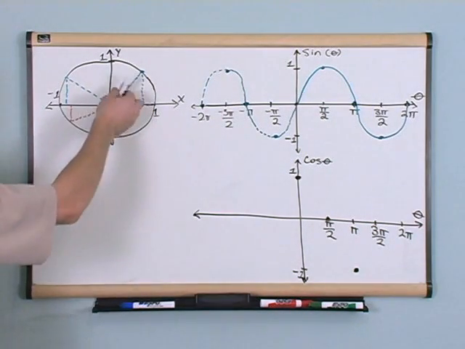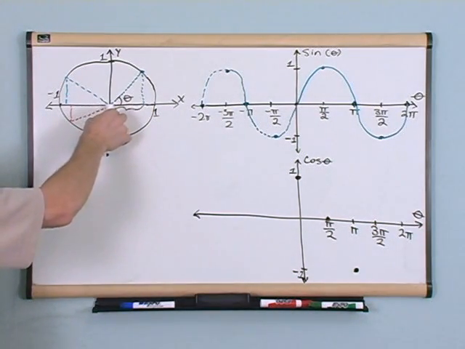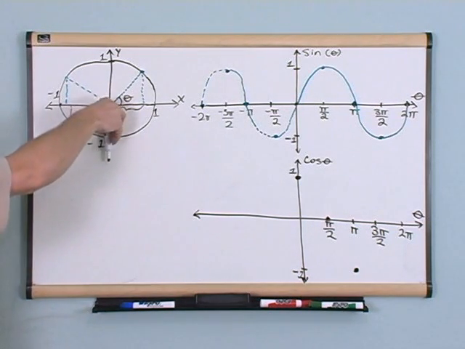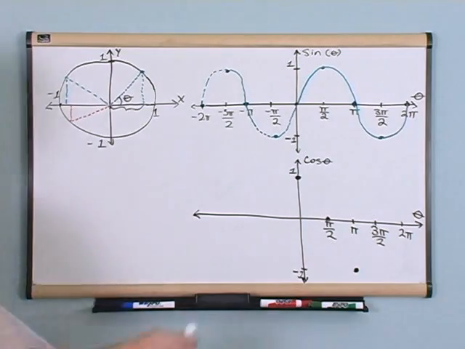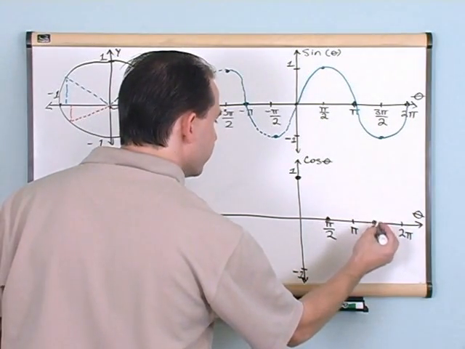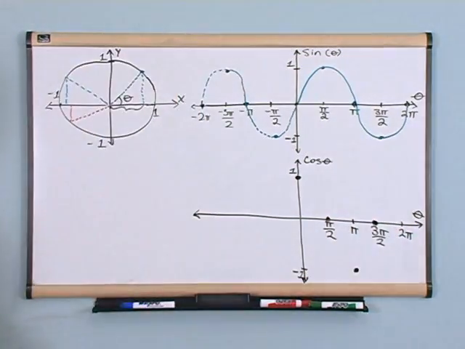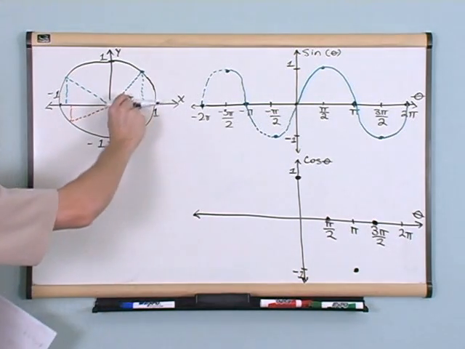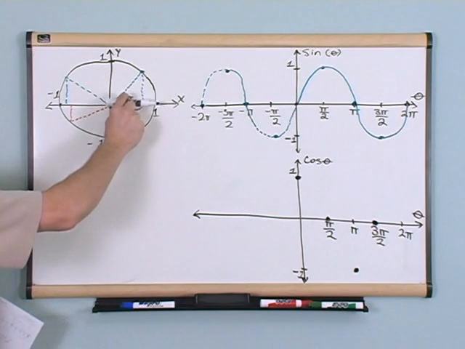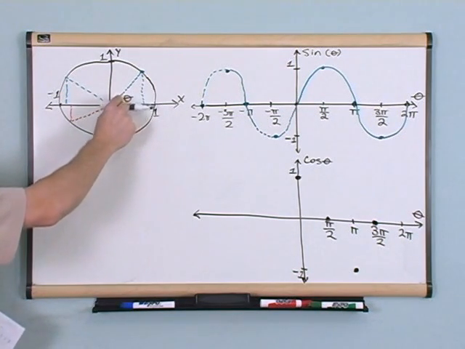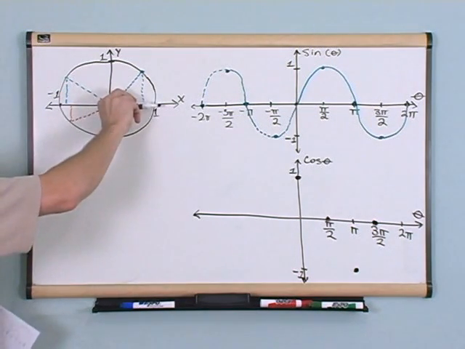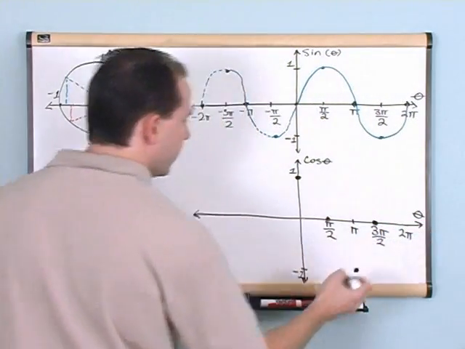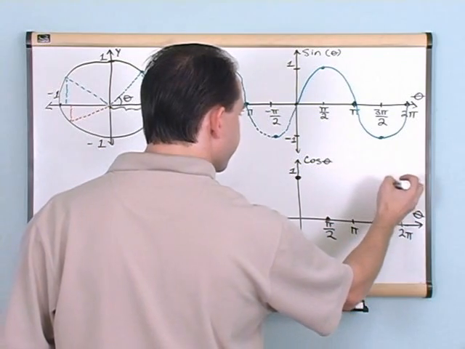Okay. Eventually I get down to 3 pi over 2, which is down here. I'm looking again for an x component. This has no x component because it's on the y-axis. So cosine of 3 pi over 2 is simply 0. And then eventually I get back around to where I started, which was 2 pi radians, which is the same as 0 radians. I'm back to where I started. Cosine of this is 1, so then I put a value right here.